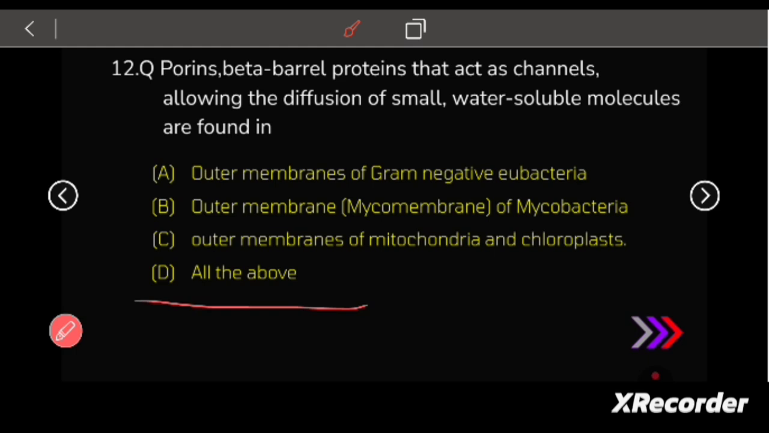Porins are beta pleated protein channels that allow the diffusion of nutrients in gram-negative eubacteria. They are present in outer membranes of gram-negative eubacteria. They are also present in mycobacteria. Mycobacterial cell wall is made up of 3 layers. In the outer membrane, also called mycomembrane, porins are present. Outer membranes of mitochondria and chloroplasts also contain porins for transport of nutrients. So answer is D, all the above.